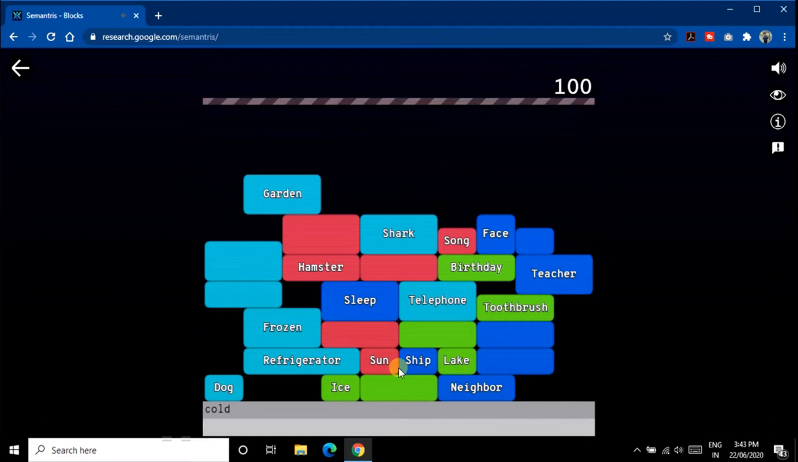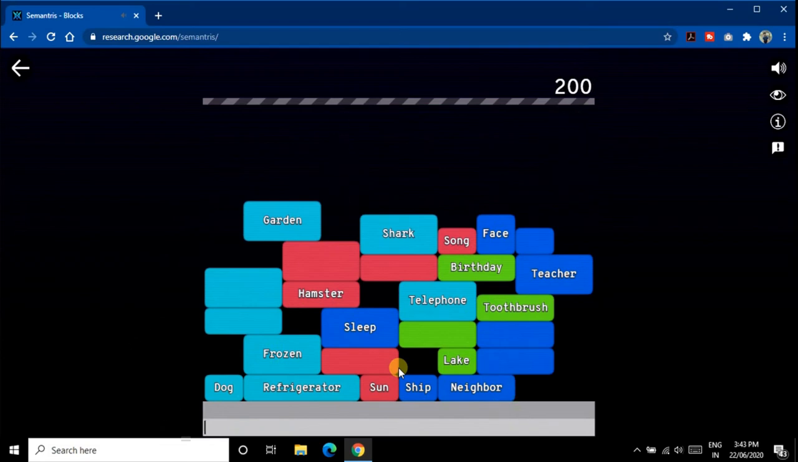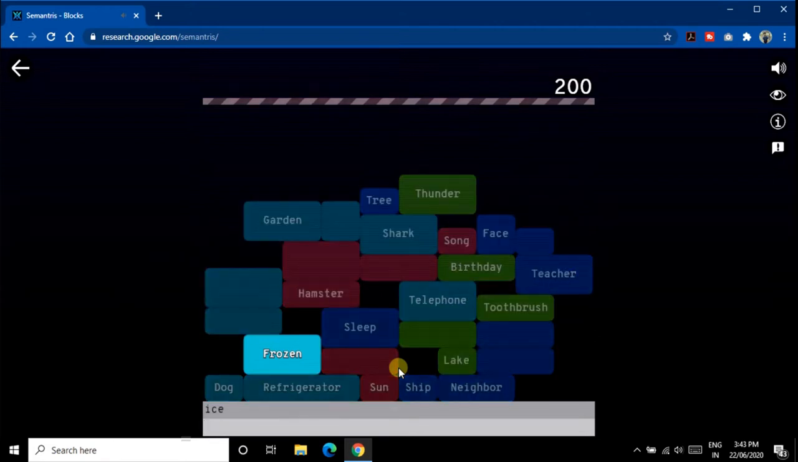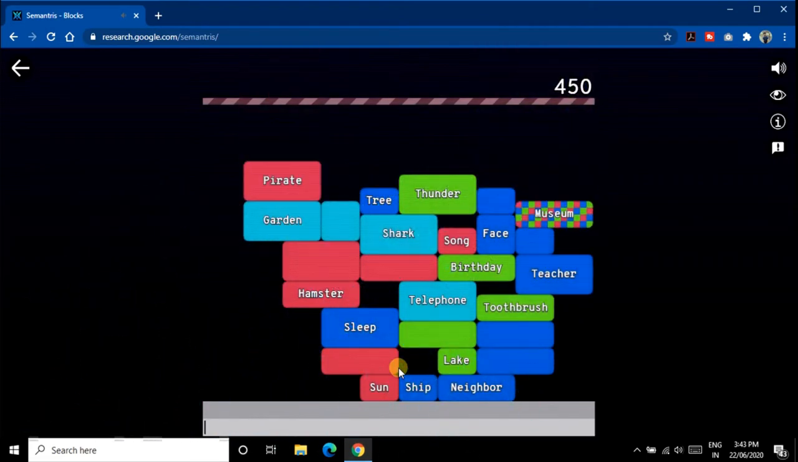Ice is cold, so I'm going to type cold here. Yes, it took ice. Now blocks connected by the same color are all turned into points. That is, ice and the block adjacent to ice were both of the same color, so they both got turned into points. Alright, let's play now. Refrigerator, I will take ice again. Okay, it's taken... Oh, here we go, bonus! All the blocks are down.